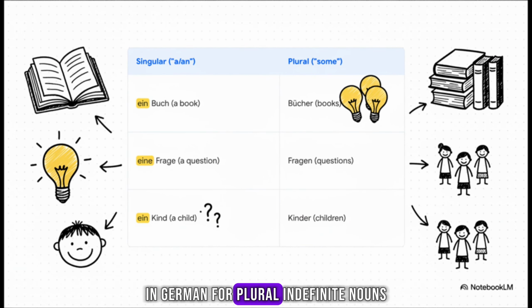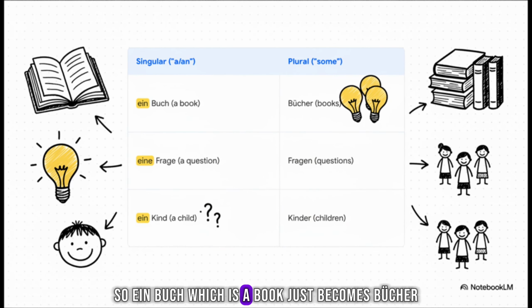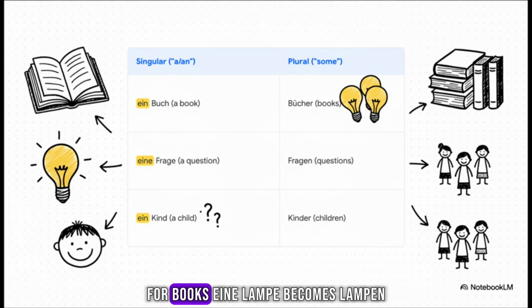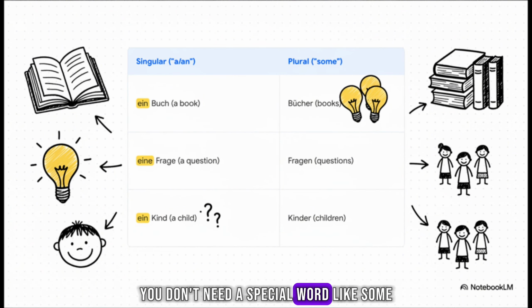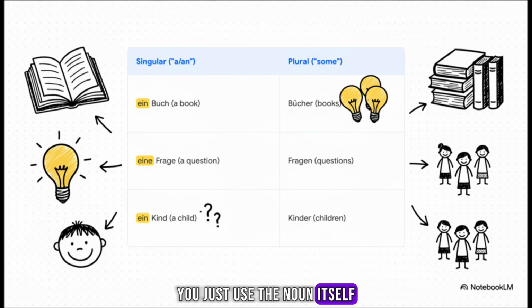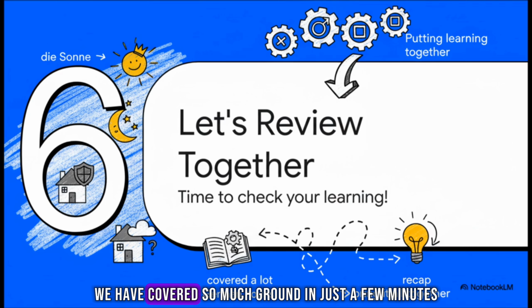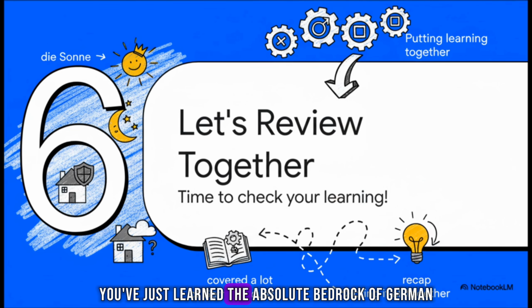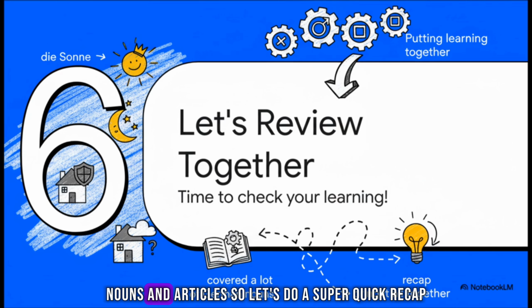In German, for plural indefinite nouns, you just say nothing. There is no word. So ein Buch, which is a book, just becomes Bücher for books. Eine Lampe becomes Lampen. You don't need a special word like some. You just use the noun itself. How easy is that? Wow, we have covered so much ground in just a few minutes. Seriously, you've just learned the absolute bedrock of German nouns and articles.